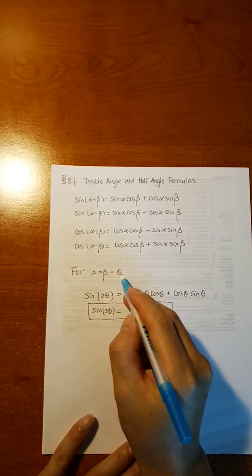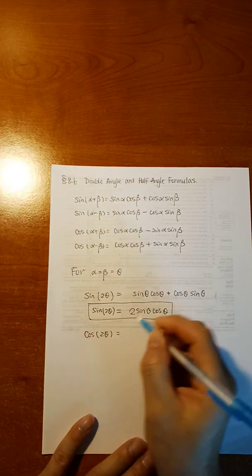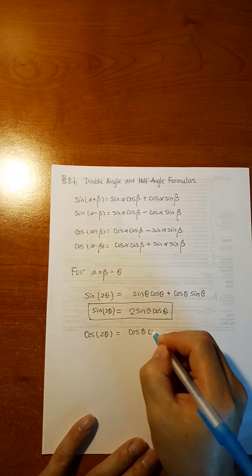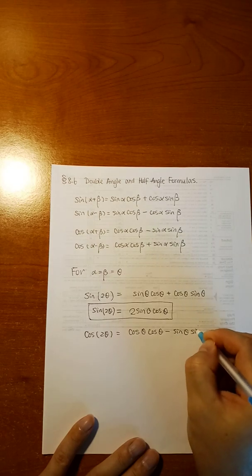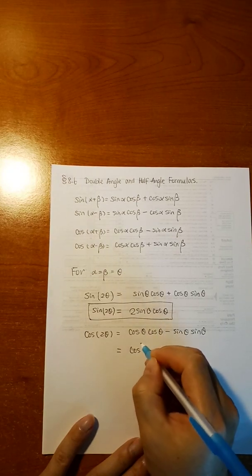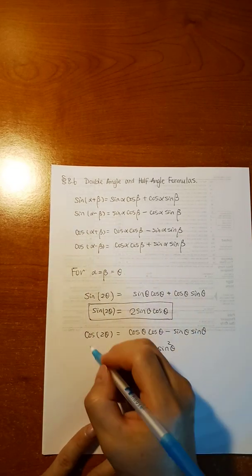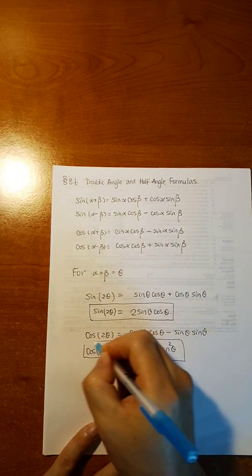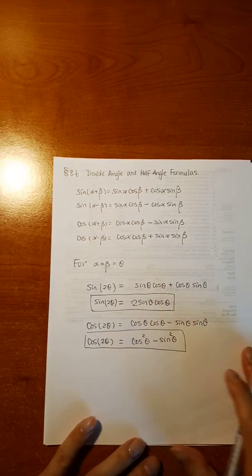And same thing, alpha equal to beta equal to theta. Let's see cosine 2 theta. We do the same thing: it's cosine theta cosine theta minus sine theta sine theta, which is cosine theta squared minus sine theta squared. So it's our second formula: cosine 2 theta is equal to cosine squared theta minus sine squared theta.